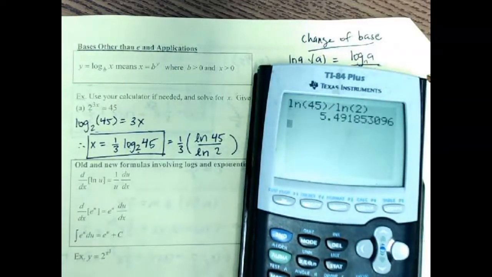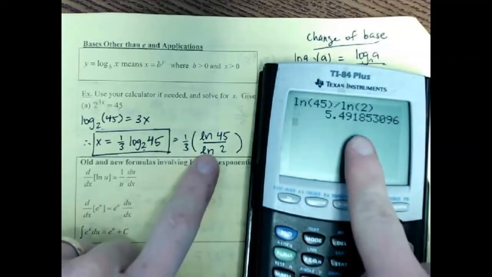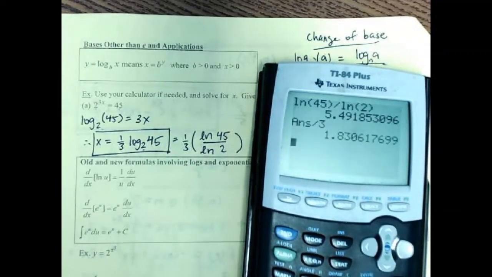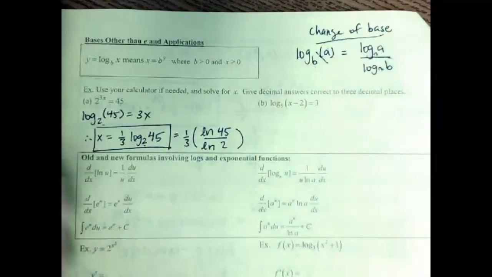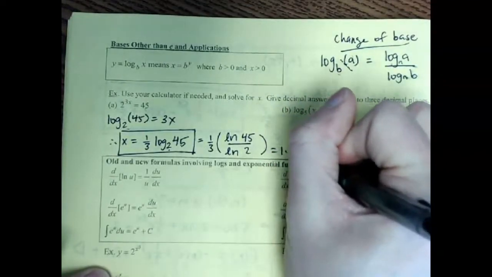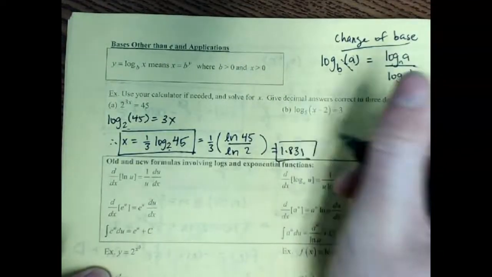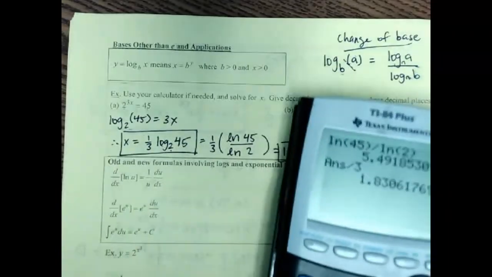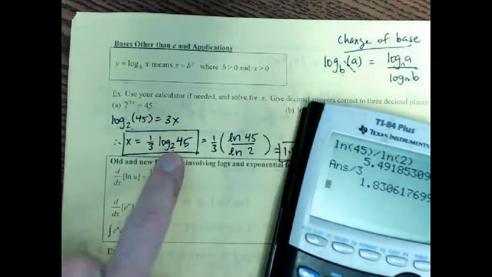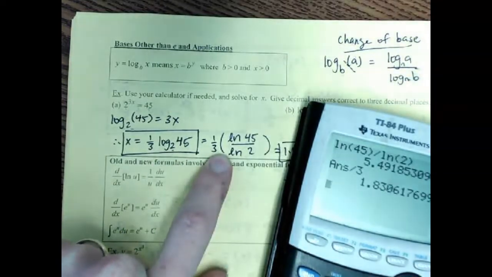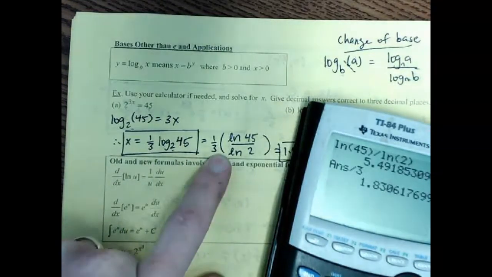And so there we have it, right? We could take this answer. Don't forget, we would still need to divide it by 3. And we could get that this final solution is 1.831. Okay, so we could do that. The calculator doesn't easily do the log base 2 of 45, but we could switch it into our natural base. So we could use natural logs, and then we could get it.